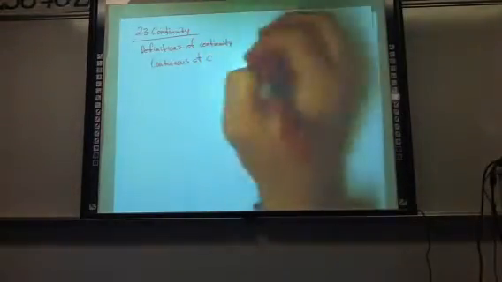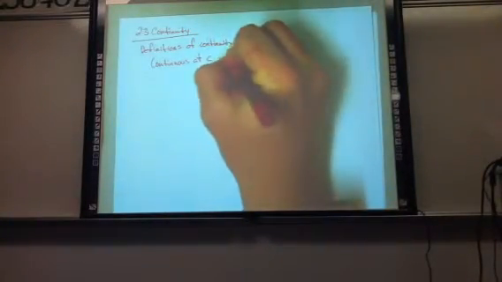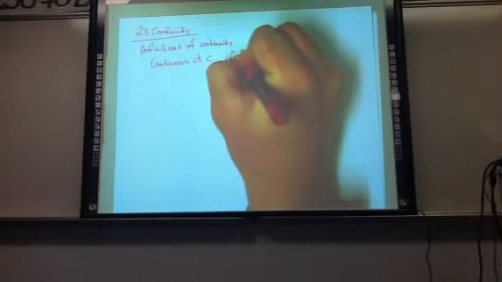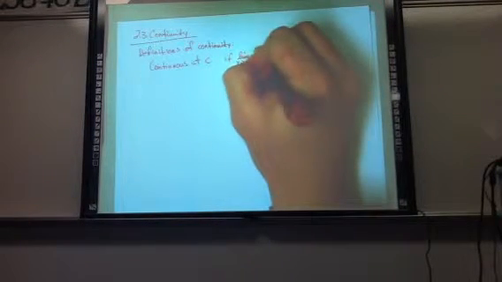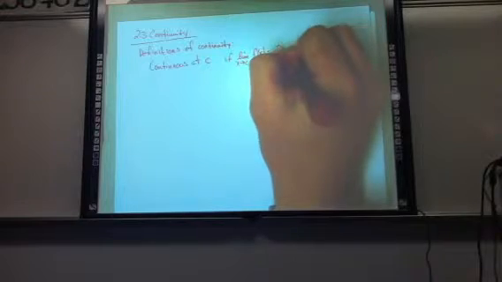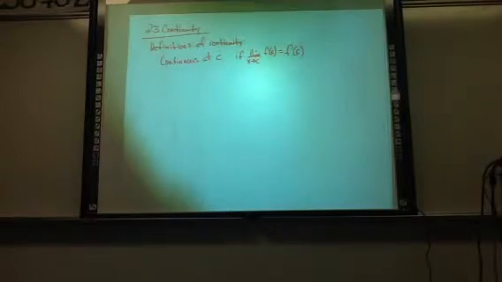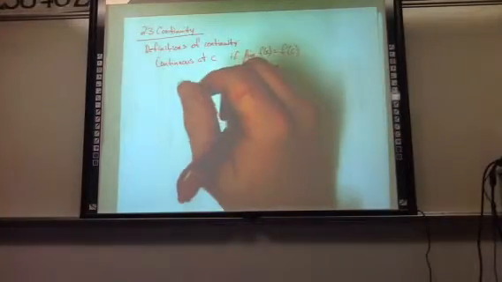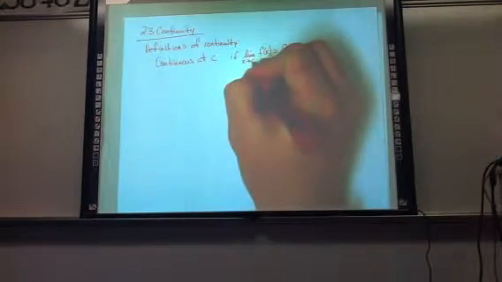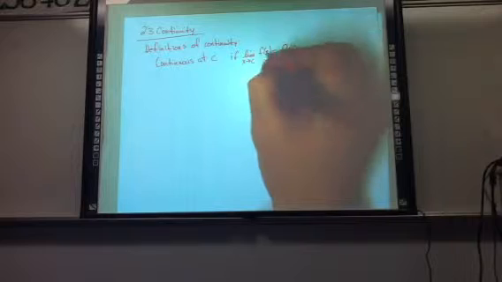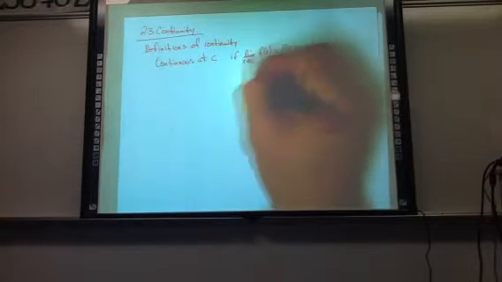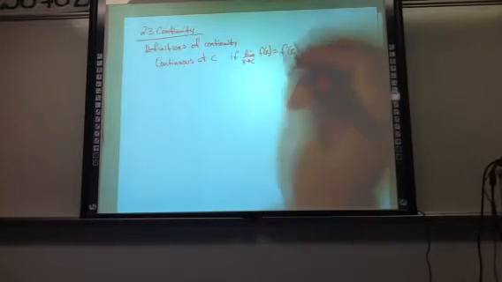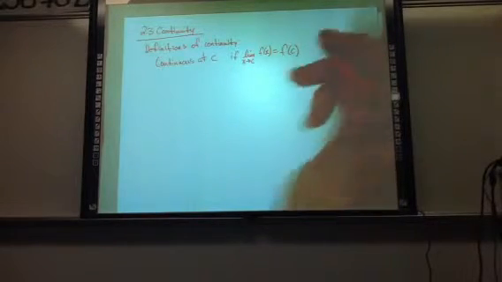So, continuity. This is the actual definition. A function is continuous at a point c if the limit as x approaches c of f of x equals f of c. I mean, that's kind of just duh. It just means as we approach a point on x, if the limit is the same as f of c, then it's obviously continuous at that point.